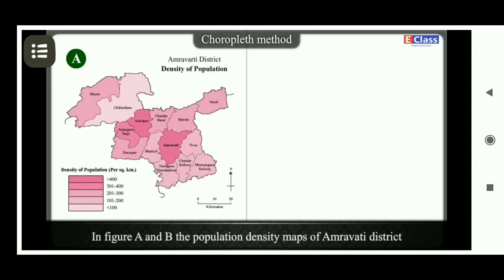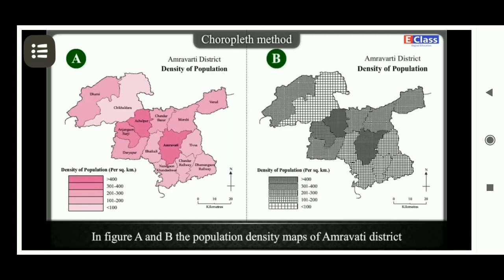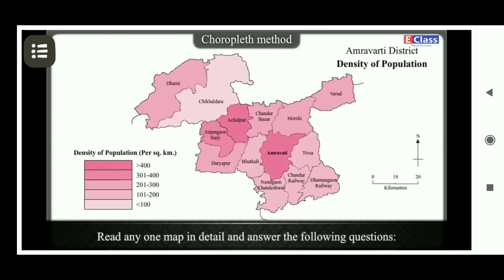In figures A and B, the population density maps of Amravati district using color shades and black and white patterns are shown. Read any one map in detail and answer the following questions. Name the talukas having population density between 301 and 400 persons per square kilometer. What is the density of the Amravati taluka? Name the talukas having population density less than 300 persons per square kilometer.